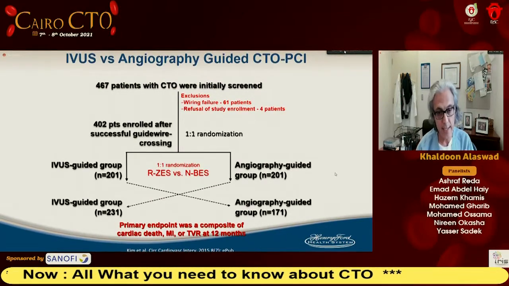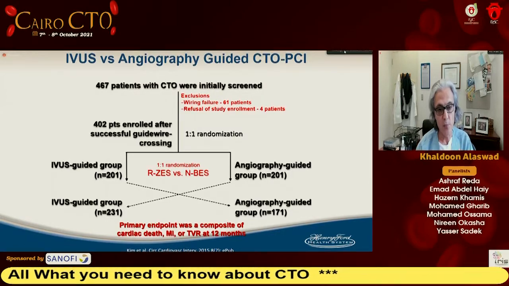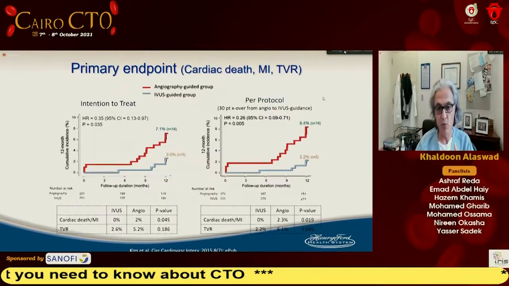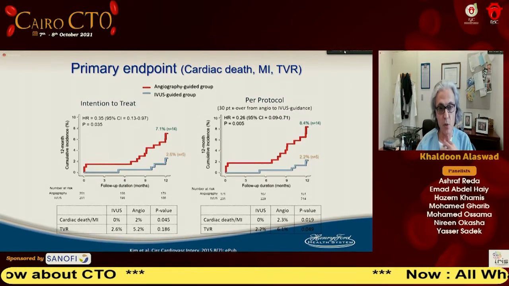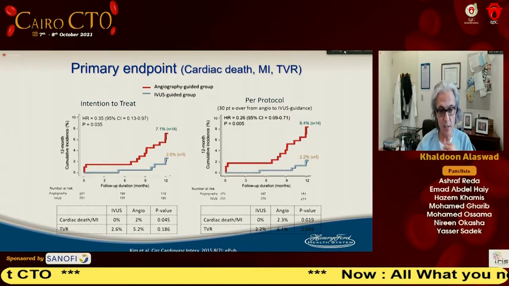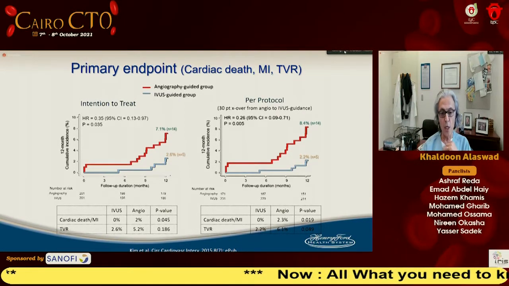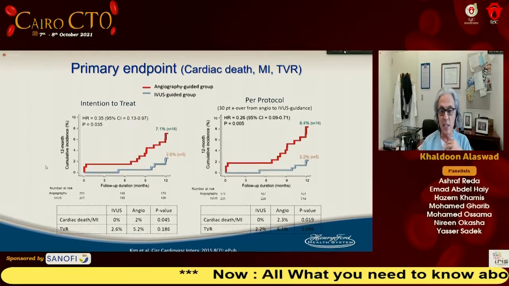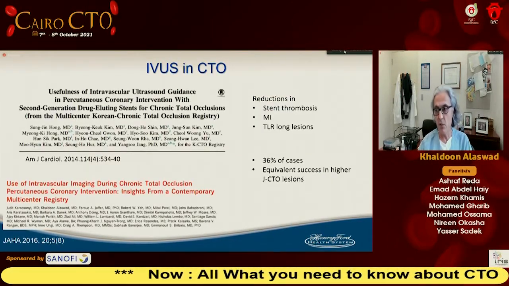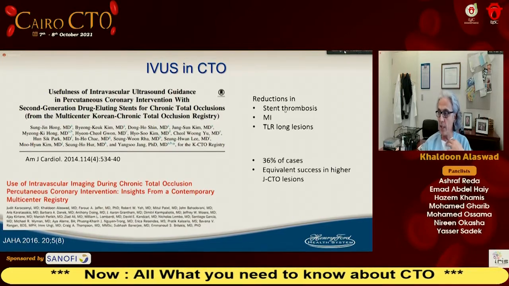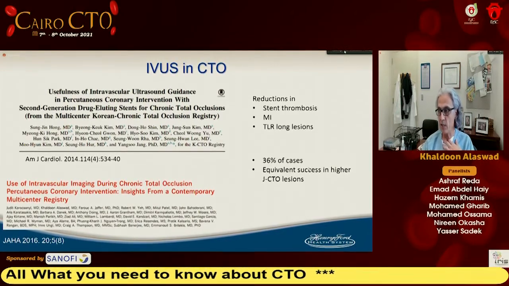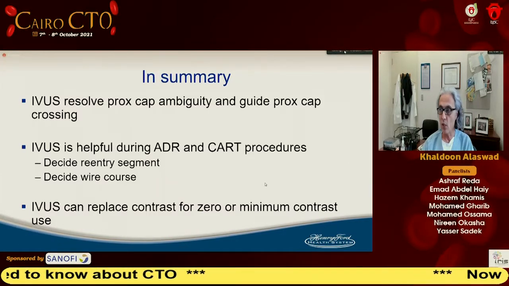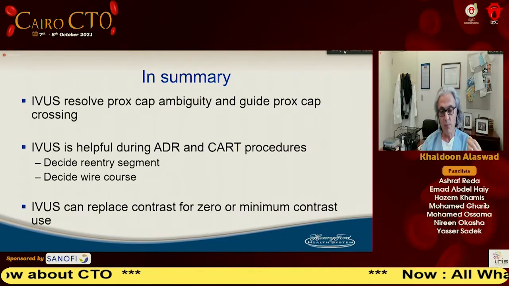As for IVUS data, there is a lot of data; I'm not going to go over it. But in CTO PCI, IVUS showed significant improvement in outcome of the procedure: cumulative 12-month intention to treat and per protocol, for cardiac death, MI, and target vessel revascularization. This is by Kim et al., published in 2015. There was significant improvement in the PROGRESS registry and others. We showed that IVUS decreased stent thrombosis, MI, and target lesion revascularization, and in PROGRESS, 36% of the cases used IVUS, with equivalent success in higher J-CTO scores. So IVUS improves outcome in those patients.